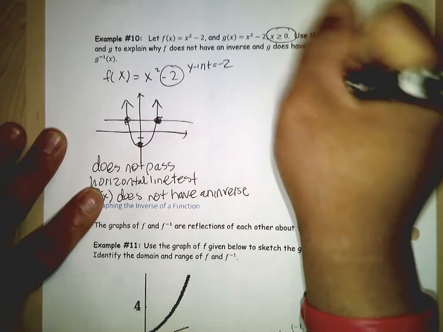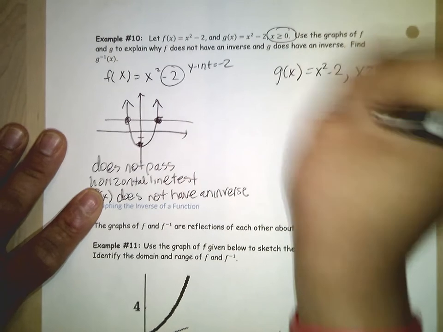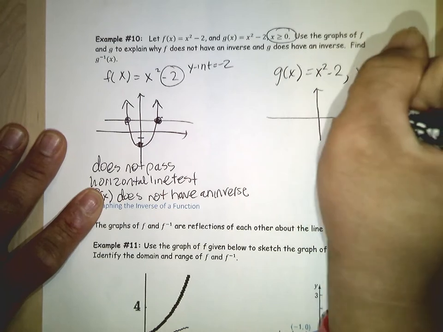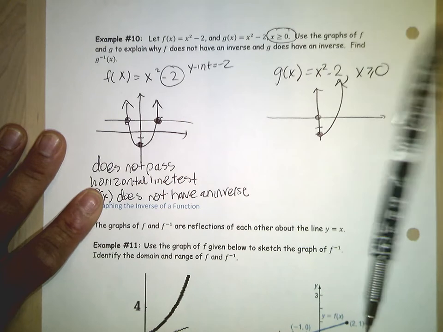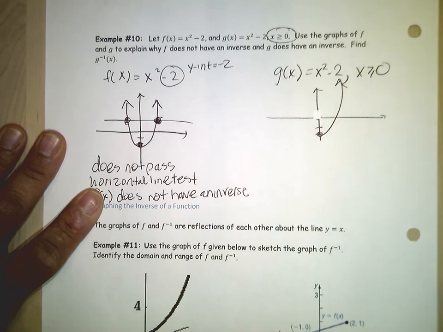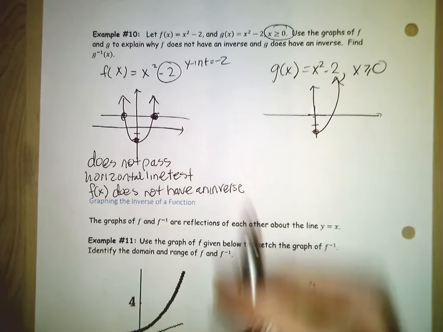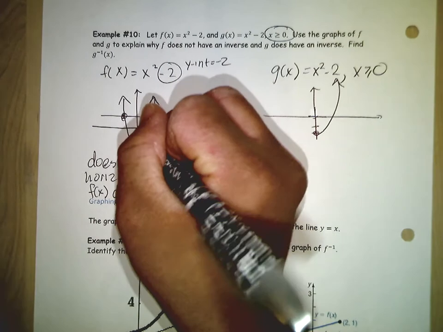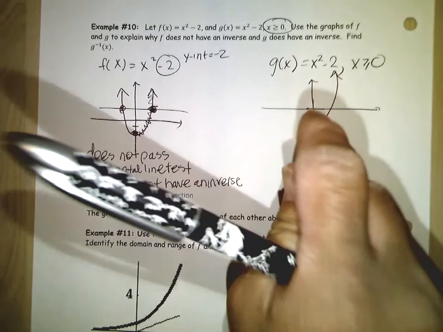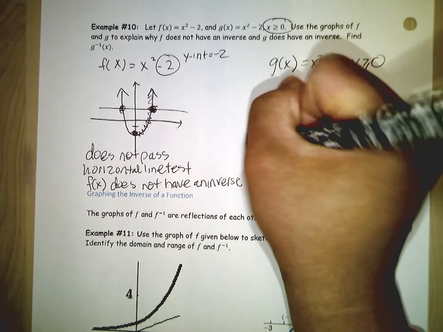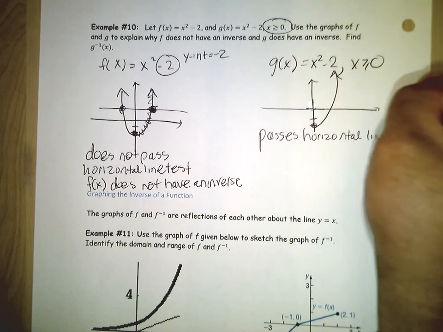But g of x equals x squared minus 2. If we only draw the part of the graph that is greater than or equal to 0, then this is what we have. Excuse that point right there, but it's only the part of the graph where x is greater than or equal to 0. So only this part of the graph. So this actually does pass the horizontal line test.